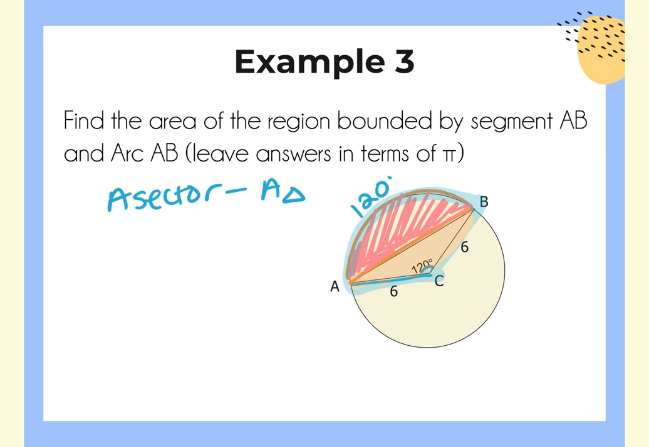So the sector would be 120 over 360 times pi r squared, which is 6 squared, which is 36. I could cross through the zeros here. The 36s cancel, and this is 12 pi. So the area of the sector is 12 pi.